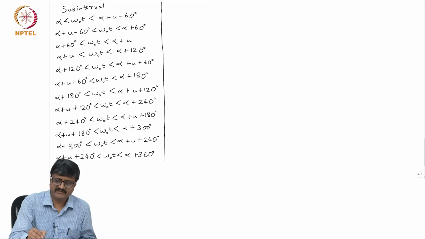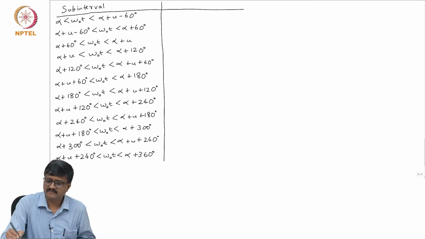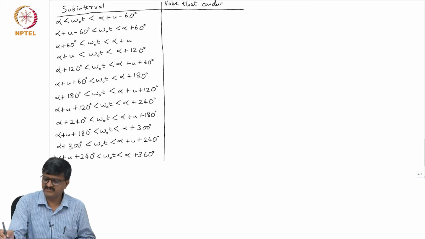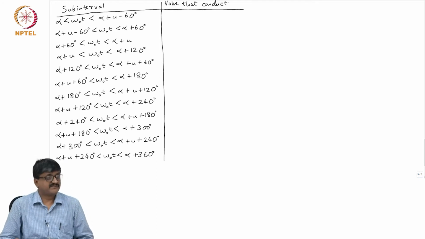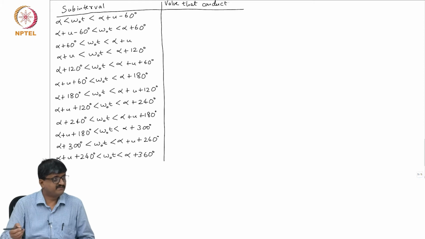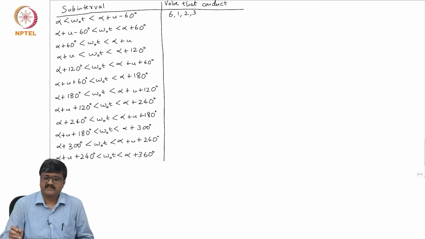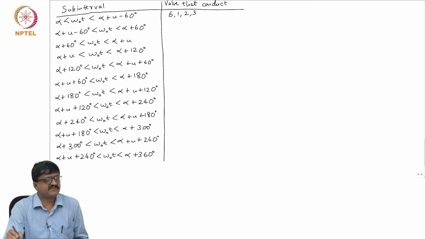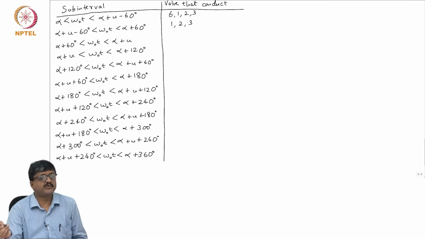So, if I look at the valves that conduct in each subinterval, how many valves conduct in the first subinterval? 4 valves, 6, 1, 2, 3. At the end of first subinterval, 6 stops conducting. So, the valves that conduct in the second subinterval are 1, 2, 3.